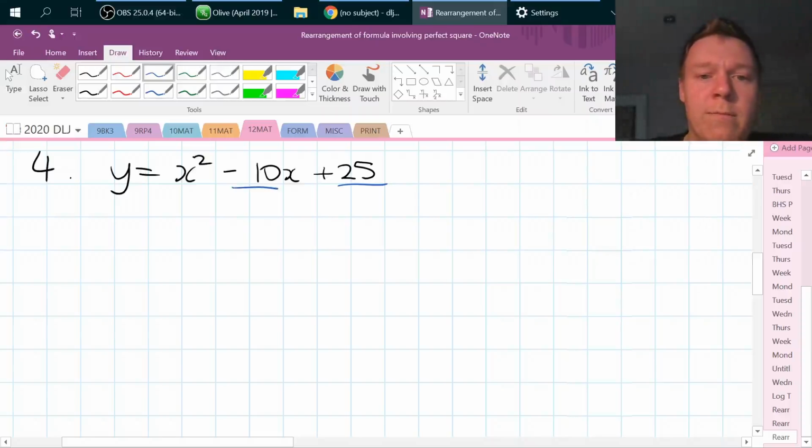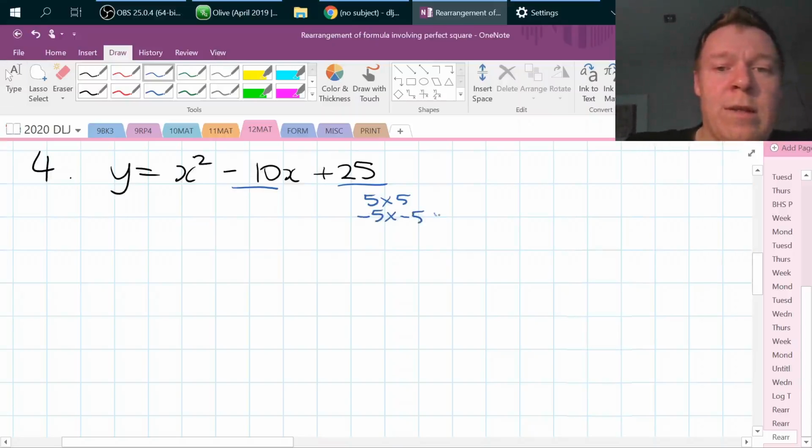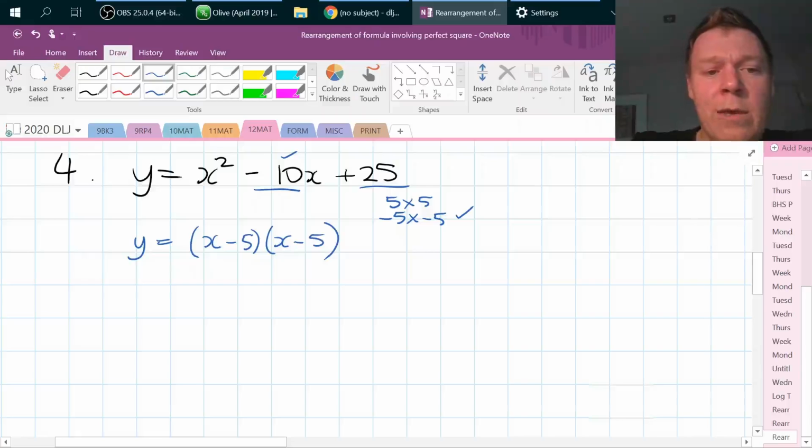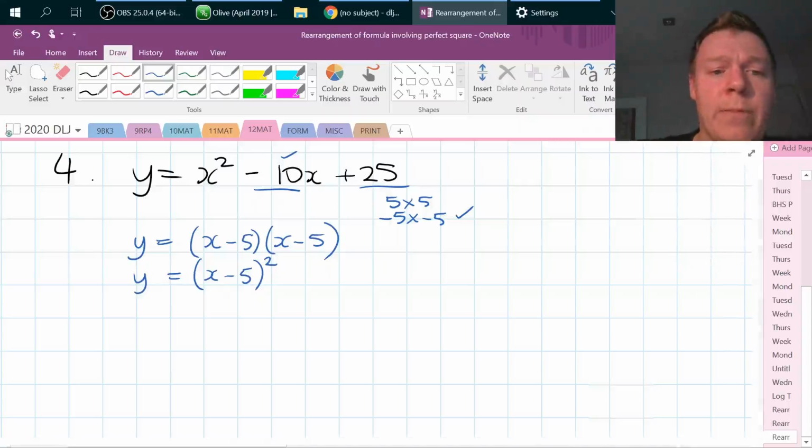So 25, we should be thinking of square numbers, so 5 times 5 is 25, but also minus 5 times minus 5 is 25. So we can see that because we're dealing with a negative 10 this time, we're going to be using the negative 5s. So what we end up with is x minus 5, x minus 5. Because these are both the same, we can rewrite that as x minus 5 to the power of 2, because there's two things that are the same that are multiplied together.